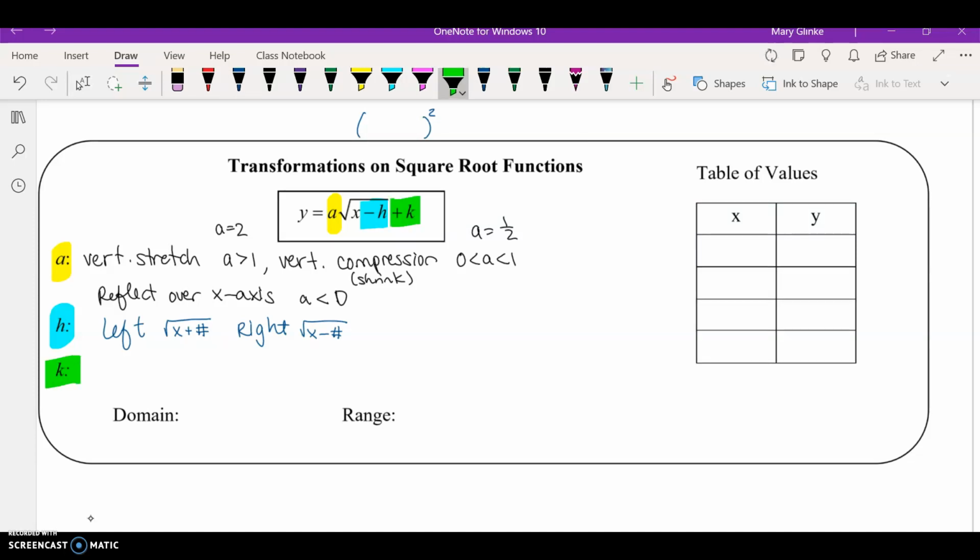The k value at the end is going to move your graph up or down, just like it did with your quadratics. To move up, if you have square root of x, and then outside of the square root, you have plus some number, that goes up. Down would be the square root of x minus some number. It would go down.